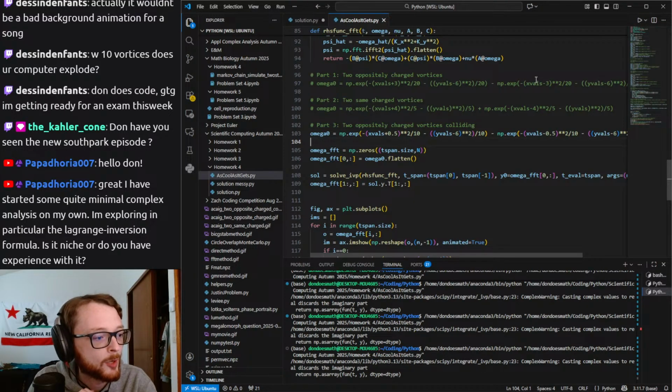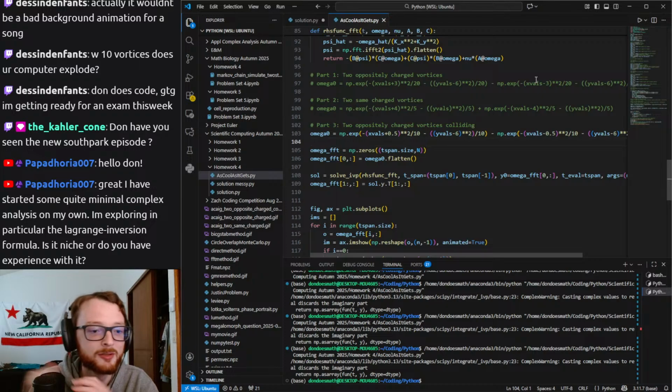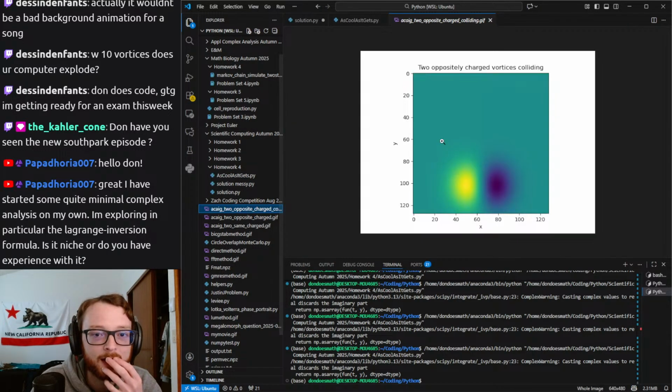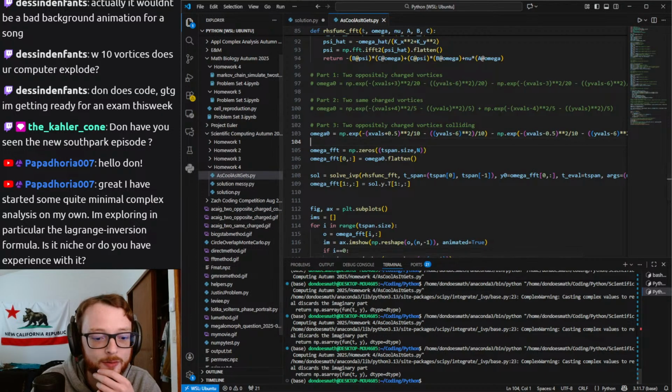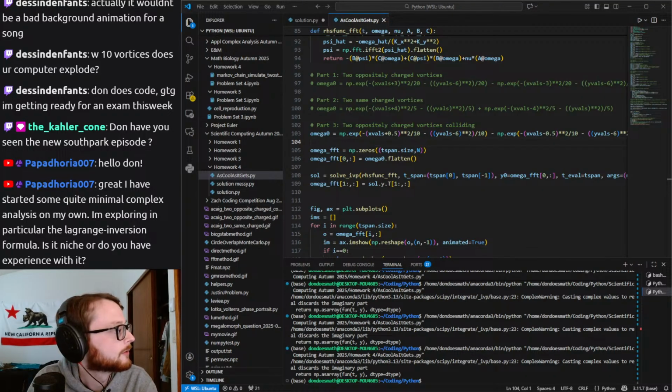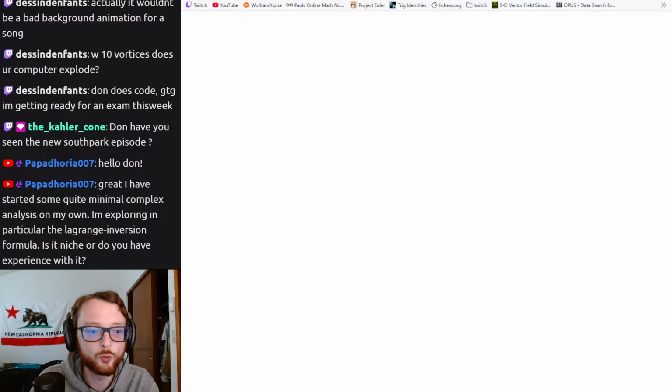Started some quiet, minimal, complex analysis on my own. Nice. Explain in particular, the Lagrange inversion formula. That sounds familiar. Let me just see where the simulation goes, and then I'll Google it. Nah, it's not really doing what I want it. I feel like that's something that I've Googled before.